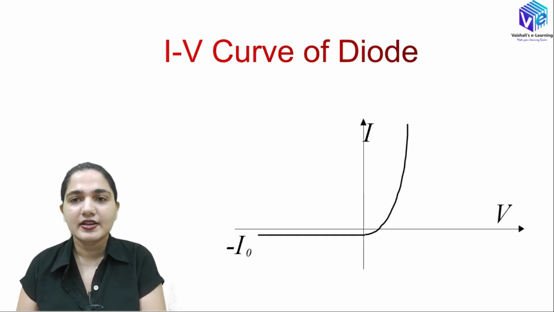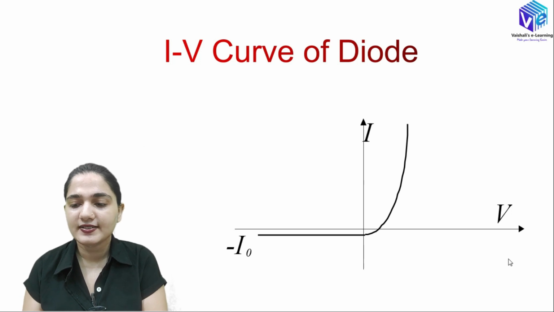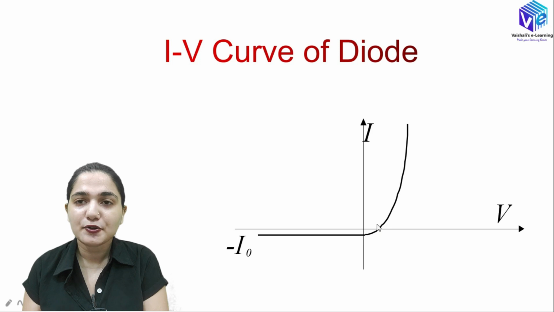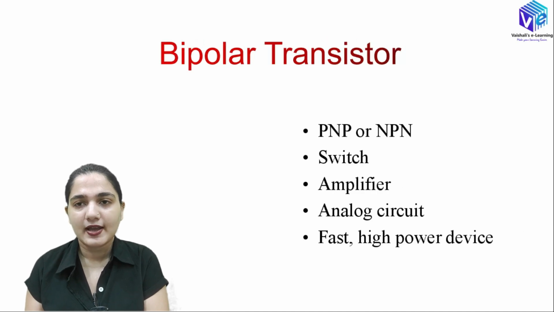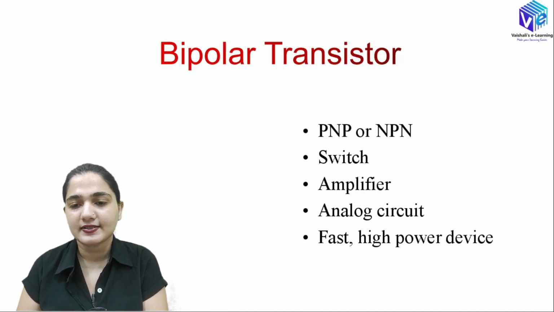This is the IV curve of the diode. At 0.7 volt it switches on. It requires 0.7 volt to turn on, and after that it is forward biased and acts as an on switch, allowing large current to pass through it. Before that it acts as an infinite resistance device.